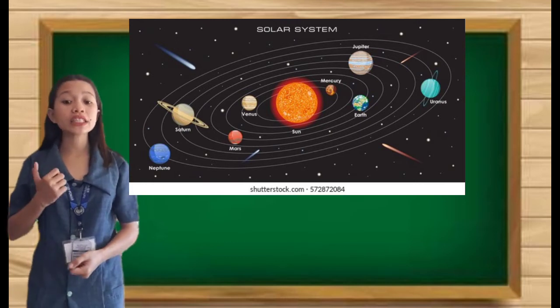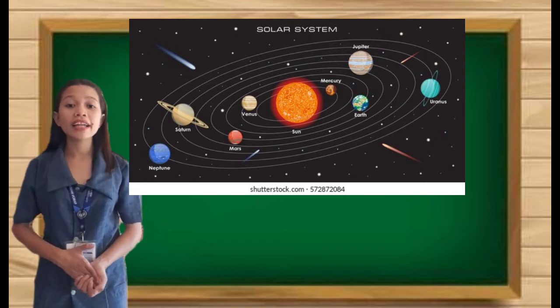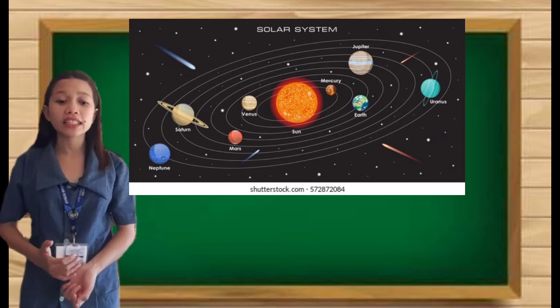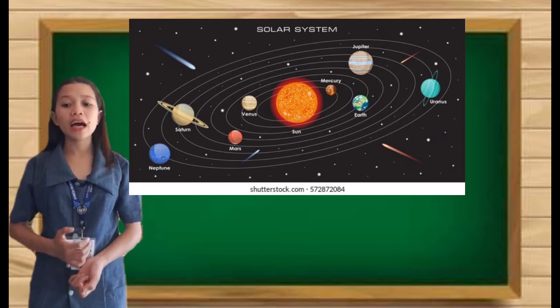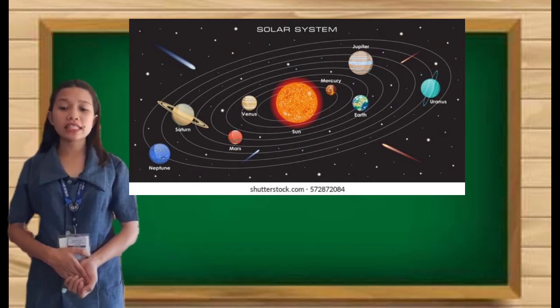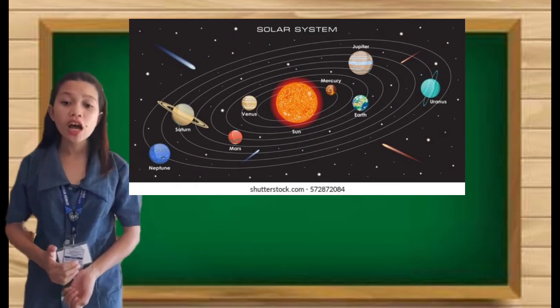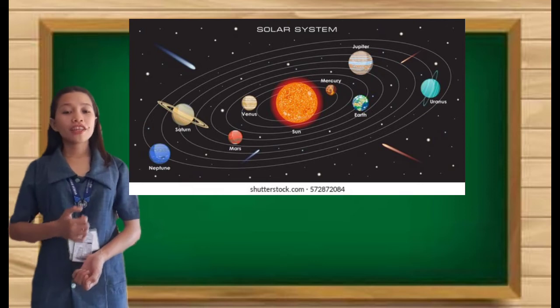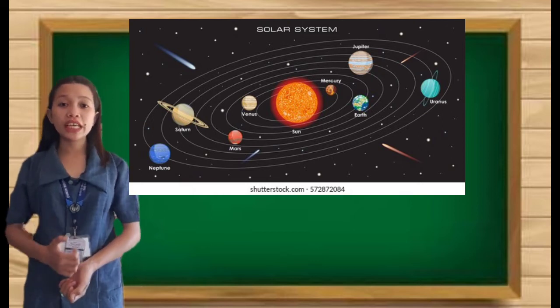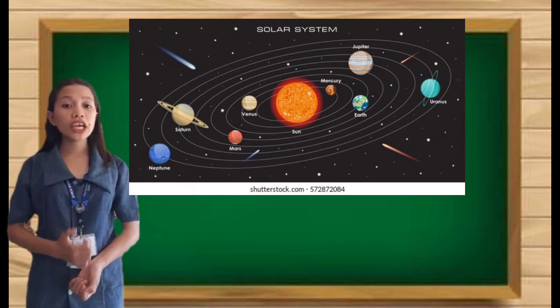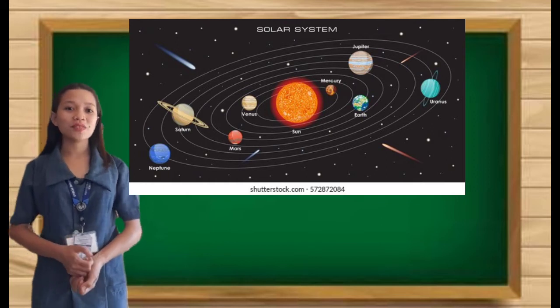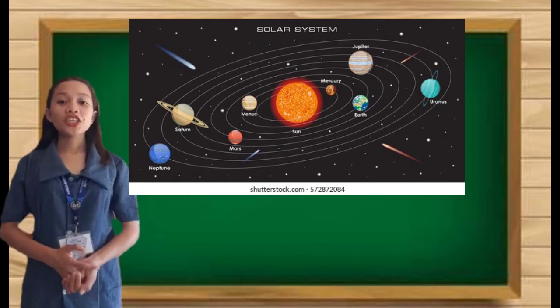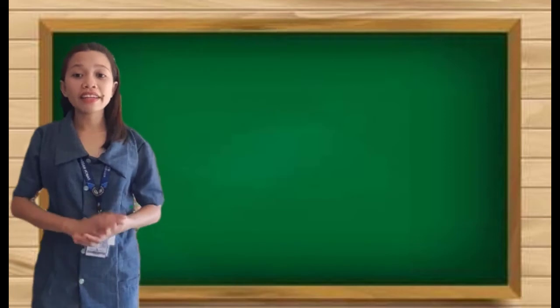Our solar system is located in the Milky Way galaxy and is about 4.6 billion years old. It formed by gravity of large molecular clouds. Okay, that's the class, the eight planets.